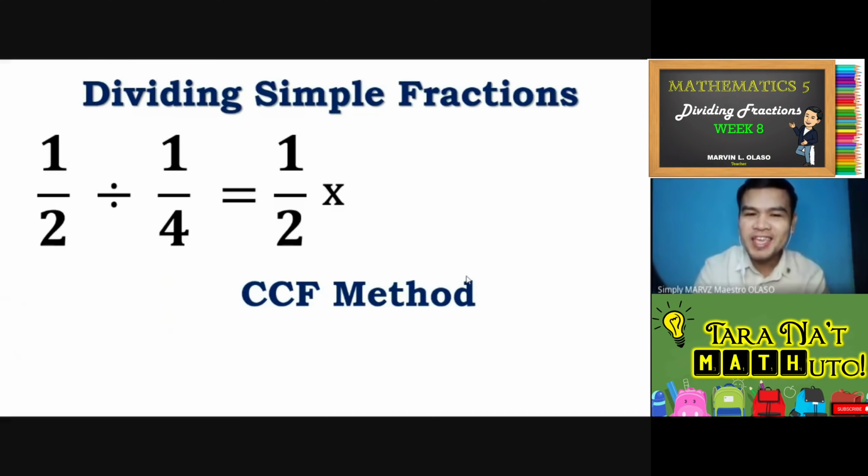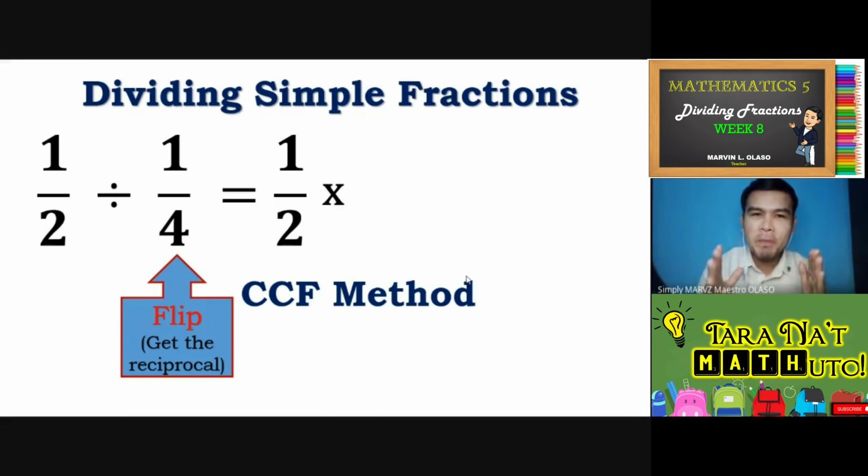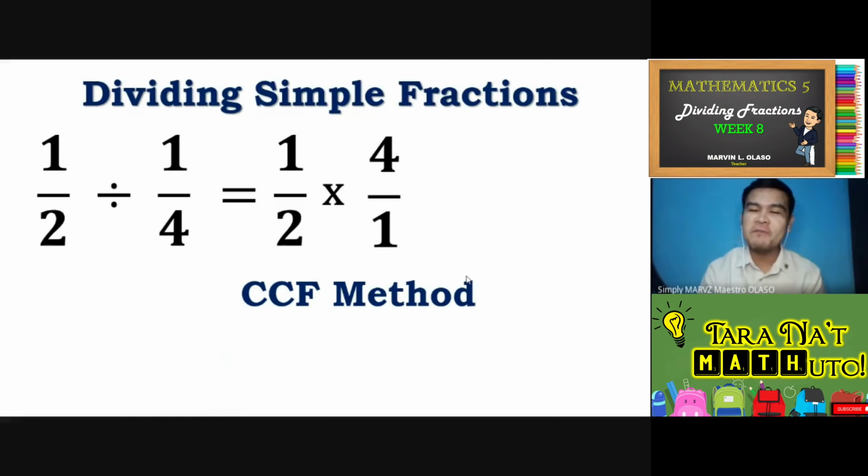Step number 3, F means flip. Pag sinabing flip, binaliktad. Baliktarin daw natin ang divisor, yung 1/4. Or get the reciprocal. What is the reciprocal of 1/4? You got it. It's 4/1. Babaliktarin mo lang yung ilalim, ilagay sa ibabaw, yung ibabaw, ilagay sa ilalim. Interchanging the numerator and the denominator. Now, we are done with CCF method.